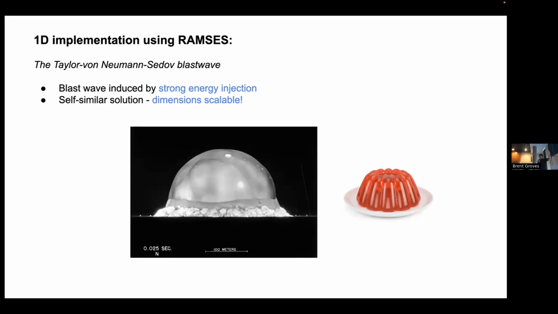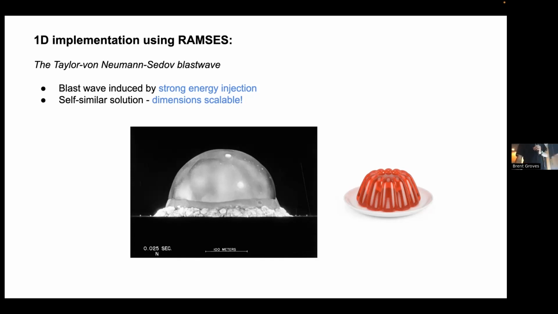Anyway, the left picture is basically showing the Trinity test. This is the picture that was taken 25 milliseconds after the explosion. The reason why I'm showing the jello here is because this simulation is a self-similar solution, which means that you can scale it to different length scales. That's why the plots after this all have no units, because it's basically scalable.